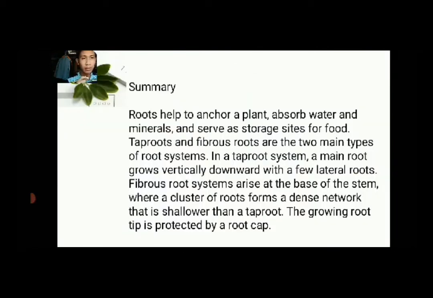Roots help to anchor a plant, absorb water and minerals, and serve as storage sites for food.